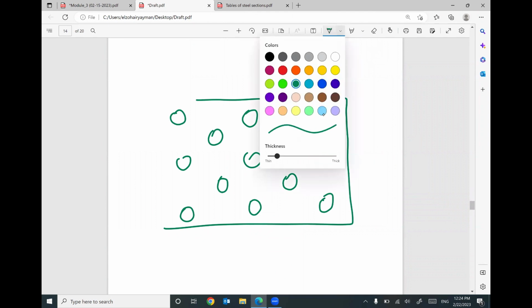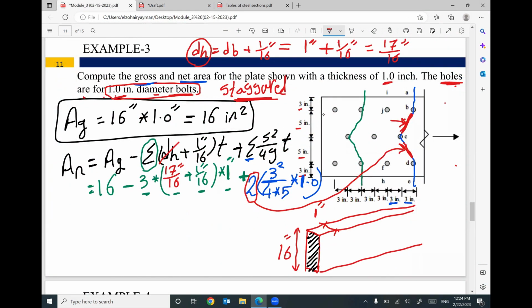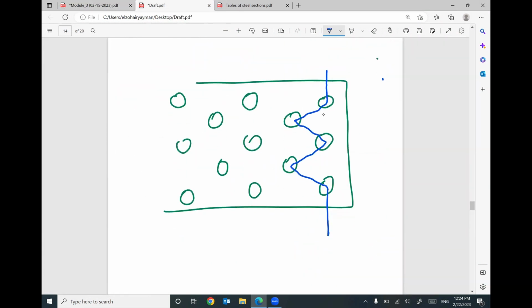So let's draw the expected failure plane. I think like this. So how many bolts? 1, 2, 3, 4, 5. So this is the first summation. Let me draw it, write it here.